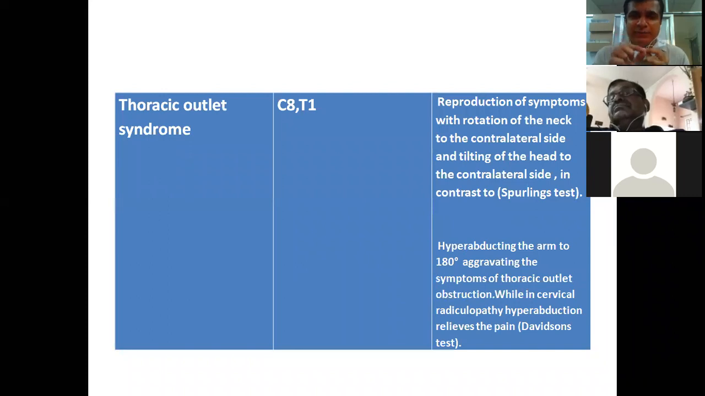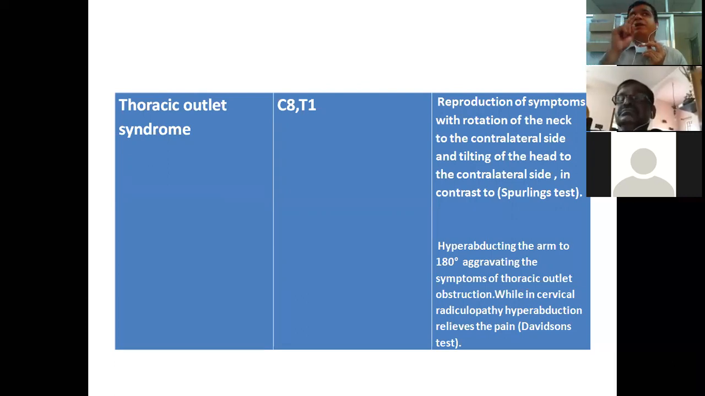In thoracic outlet obstruction, when you extend the neck and rotate the neck to the opposite side, the thoracic outlet gets stenosed and there is reproduction of symptoms. While in case of cervical radiculopathy, we have to hyperextend and rotate the neck to the same side. So in thoracic outlet syndrome, we rotate the neck to the opposite side and there will be reproduction of tingling numbness in the forearm. In cervical radiculopathy, we rotate to the same side to stenose the cervical root foramen. So that is one.